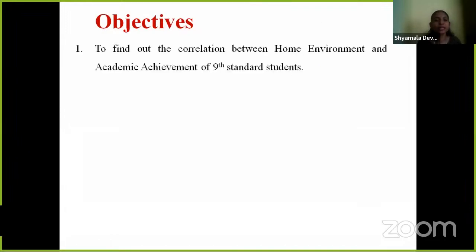Okay, then how to write the objective? So let's read that. Here I have given some 4 objectives and I will tell you how to write the hypothesis for these 4 objectives and how to do analysis for these 4 objectives. With that, we will wind up the session. So first objective is to find out the correlation between home environment and academic achievement of 9th standard students. So this is my objective 1.